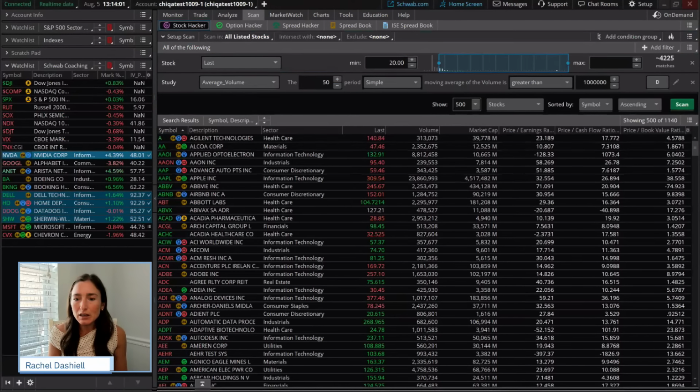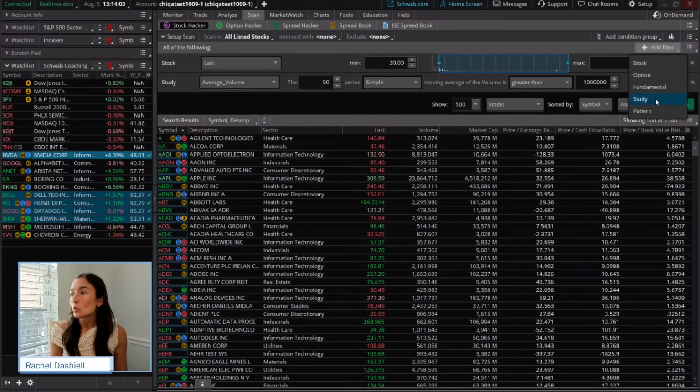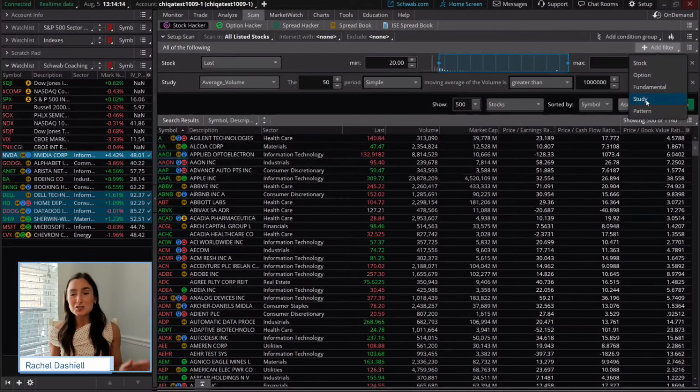And keep in mind, before we get started, that we're going to use these study filters quite a bit. If you are in your paper money account, study filters do not work. These study filters only work in the live account. The reason why you're seeing study filters working in my account is because I have a special paper money account.